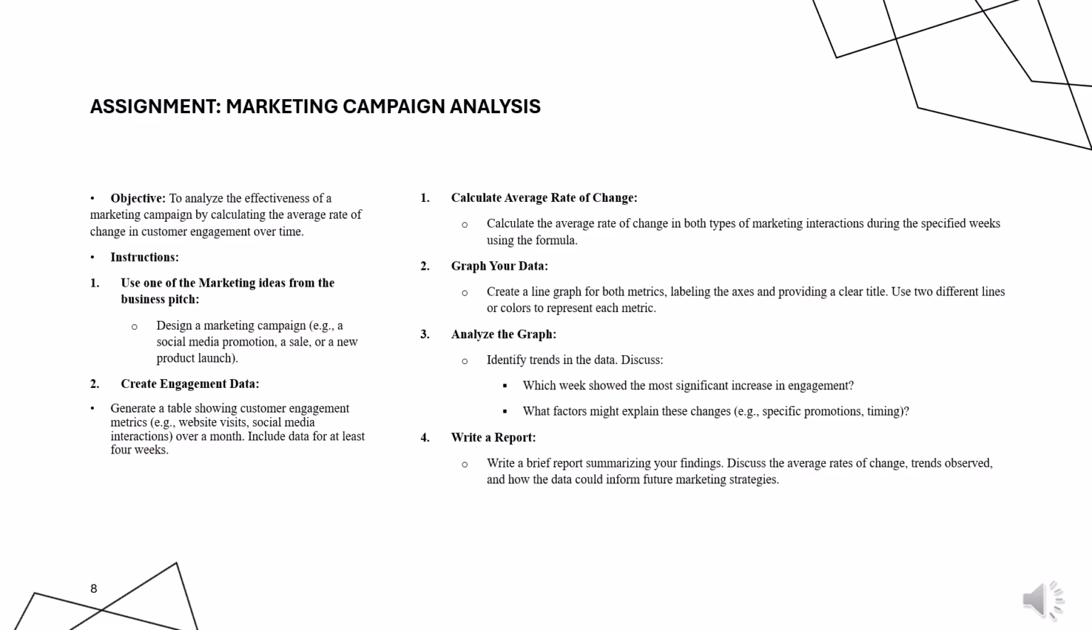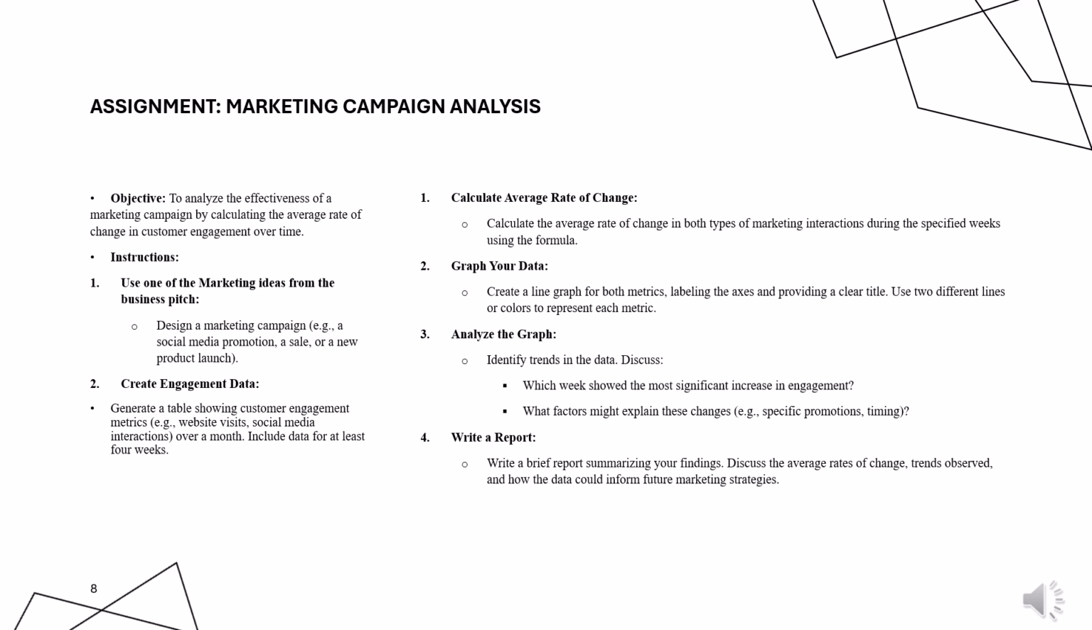In this assignment, students will apply their learning objectives from business math by analyzing the effectiveness of their marketing campaign for the chosen business. They will create a table displaying customer engagement metrics, such as website visits and social media interactions over the course of 4 weeks. Using the data, students will calculate the average rate of change for each metric between specified weeks, reinforcing their understanding of how the function's output changes in relation to its input.